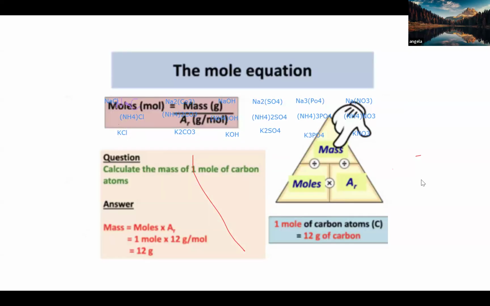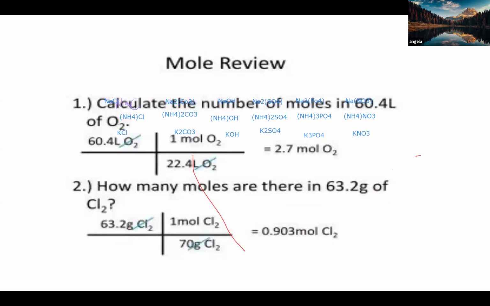And then here is the mole review. Calculate the number of moles in 60.4 liters of oxygen. So oxygen. What is the mass? Anybody can tell?